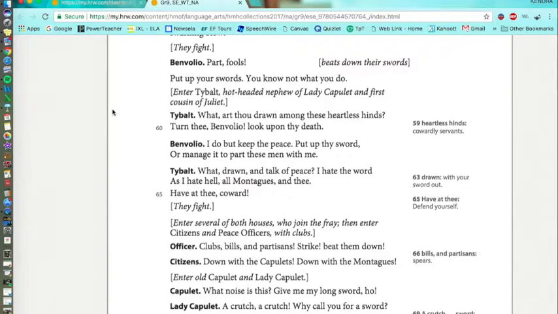Benvolio: I do but keep the peace. Put up thy sword, or manage it to part these men with me. Tybalt: What? Drawn and talk of peace? I hate the word, as I hate hell, all Montagues, and thee. Have at thee, coward! And then they fight.